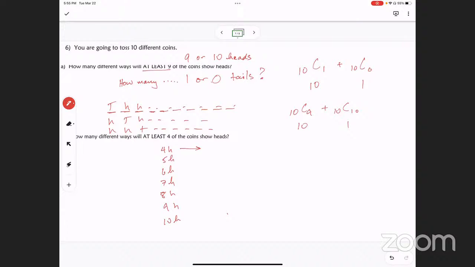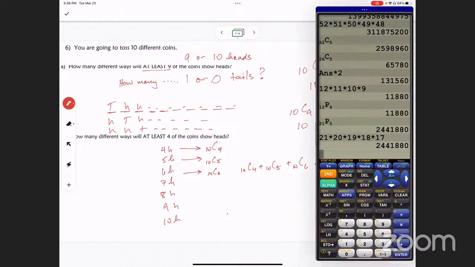Could you do 10 choose 4? Yeah, 10 choose 4 would be exactly 4 heads. So 10 choose 5 would be exactly 5 heads, and 10 choose 6 would be exactly 6 heads, etc. So it's 10 choose 4 plus 10 choose 5 plus 10 choose 6 all the way to 10 choose 10. So I just add them all? Yeah. And that's another example where if you had Pascal's triangle, it'd be easier because you can just look at them and add them together.